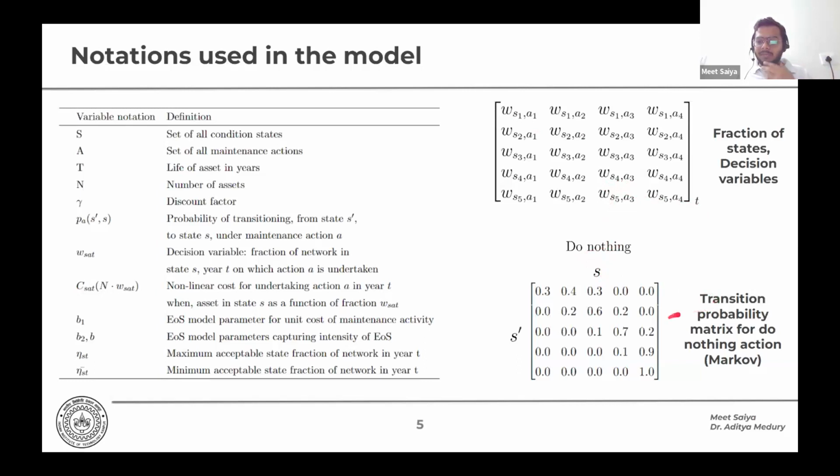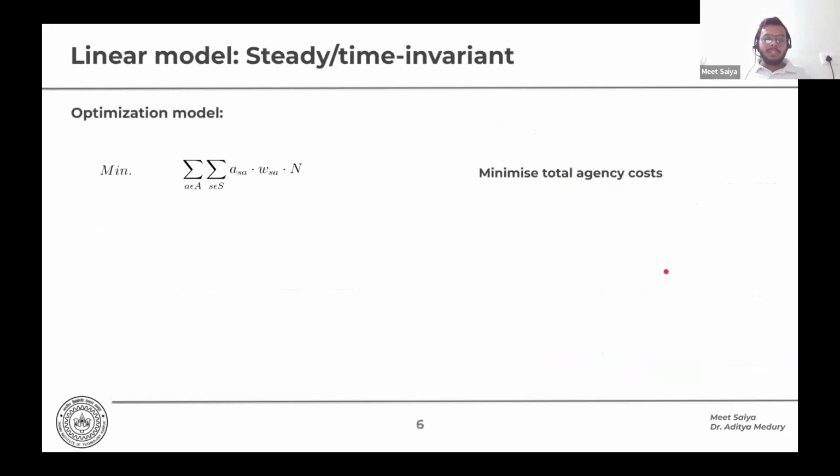And the transition probability matrix is basically a matrix that would say how the states would evolve given an action. So for example, here if we do nothing and if we are in state 1, there is a 40% chance we'll go to state 2, 30% chance we'll go to state 3, and so on and so forth. So this is the linear model.